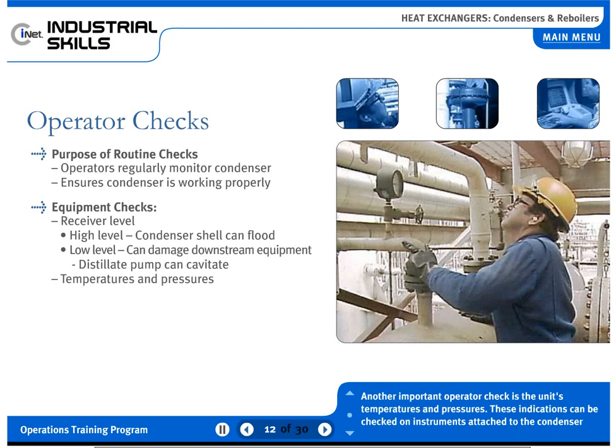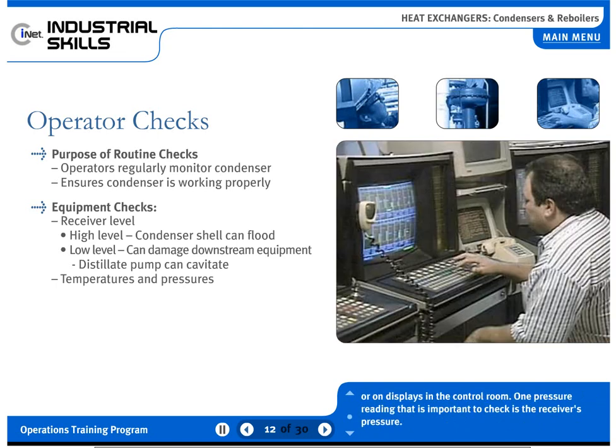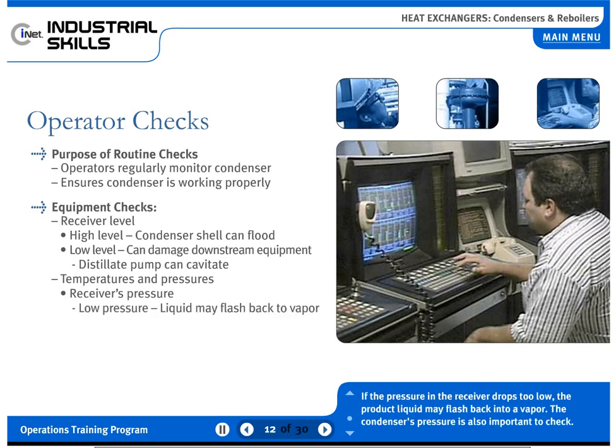Another important operator check is the unit's temperatures and pressures. These indications can be checked on instruments attached to the condenser or on displays in the control room. One pressure reading that is important to check is the receiver's pressure. If the pressure in the receiver drops too low, the product liquid may flash back into a vapor.